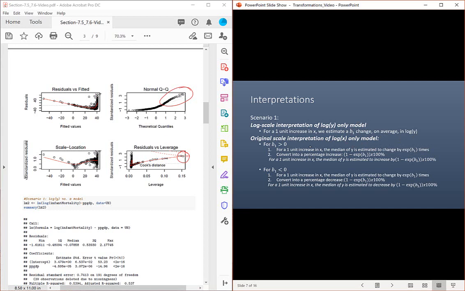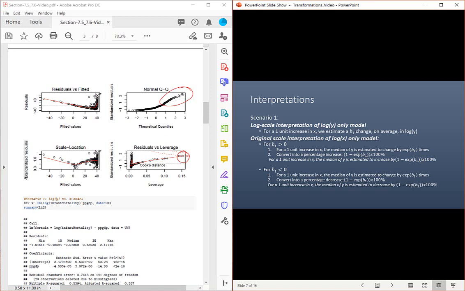For the original scale interpretation of log y, we see that if our slope is greater than 0, for a 1 unit increase in x, the median of y is estimated to change by e to the slope times. To convert into a percentage increase, we take 1 minus e to the slope times 100%. For a 1 unit increase in x, the median of y is estimated to increase by 1 minus e to the slope times 100%.